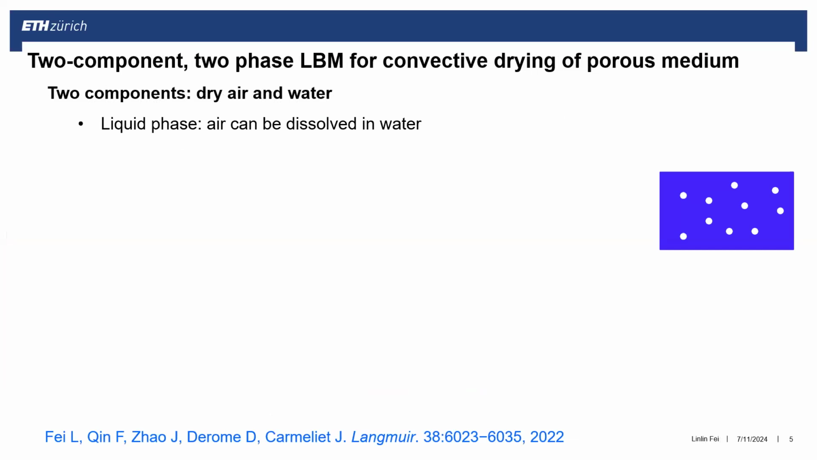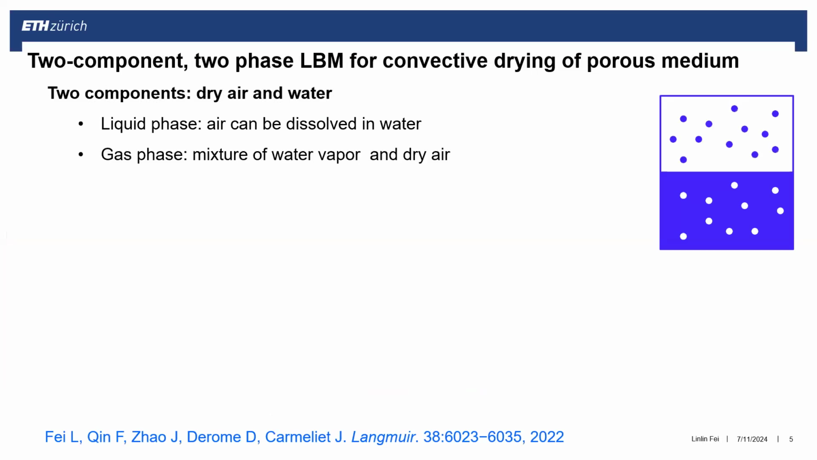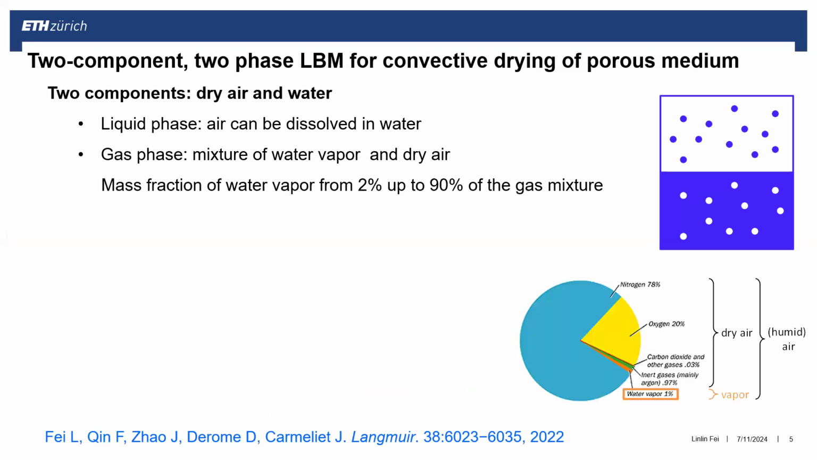So the idea is that we have the air component and the water component. For the liquid phase, the air can be dissolved in water, but not so significantly. And for the gas phase, we have a mixture of water vapor and dry air. And the mass fraction of the water vapor can be changed within a wide range, so it is almost corresponding to a real case.